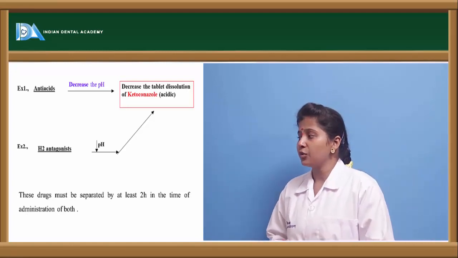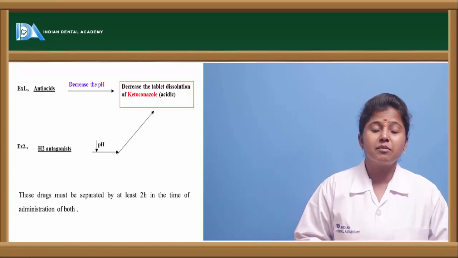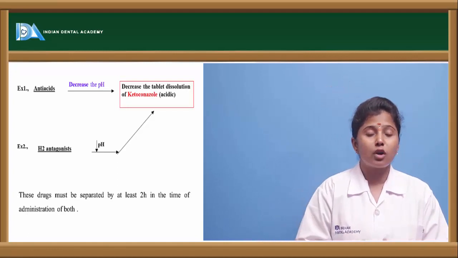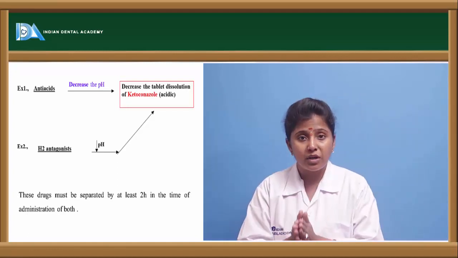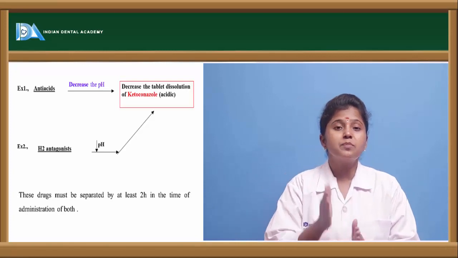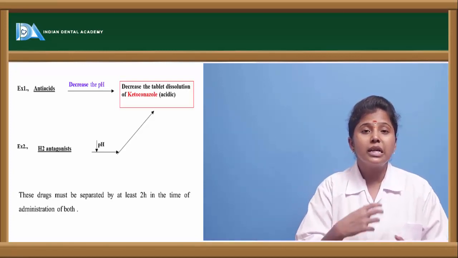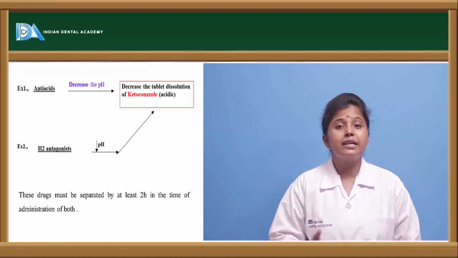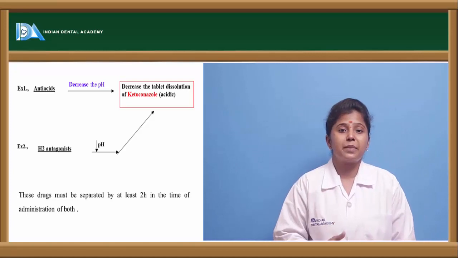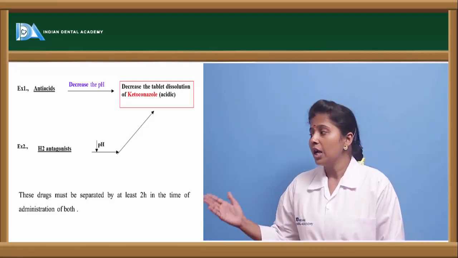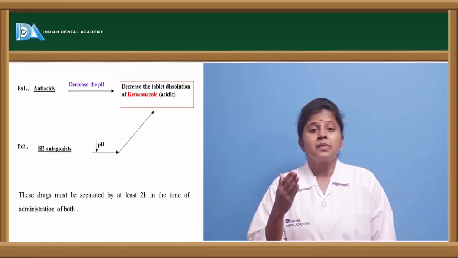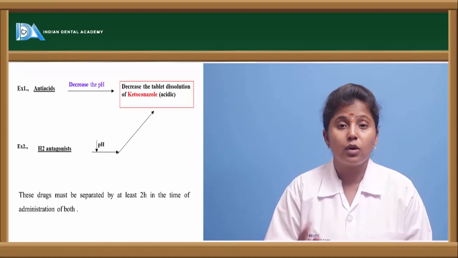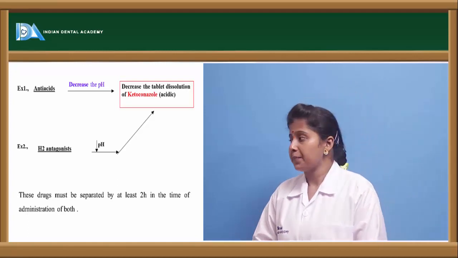And if we take the H2 antagonists, they also reduce the pH, and thereby the dissolution of ketoconazole can be reduced. Dissolution should happen at a particular pH and particular temperature. If this pH and temperature are altered, the drug won't get dissolved in the body, and thereby the drug is not distributed. So these two drugs alter the dissolution capacity or the distribution capacity of the drug ketoconazole. That is the reason antacids or H2 antagonists have to be given with a gap of at least 2 hours from ketoconazole.